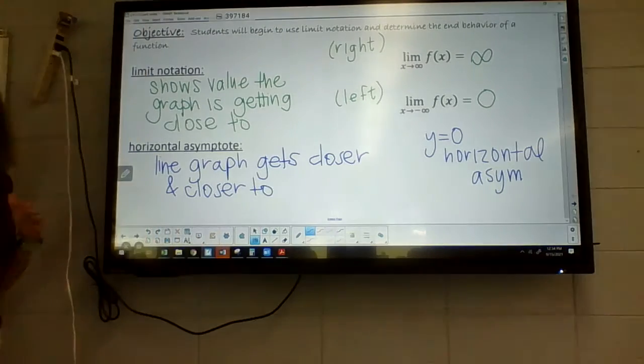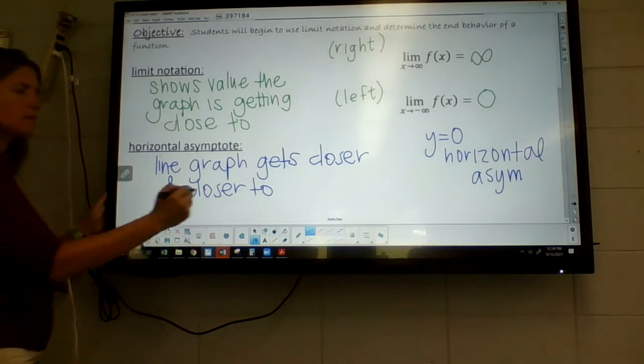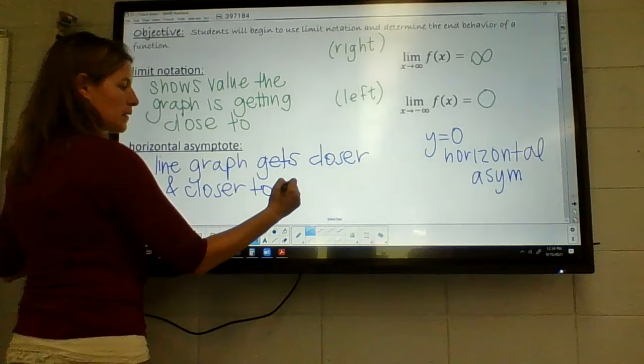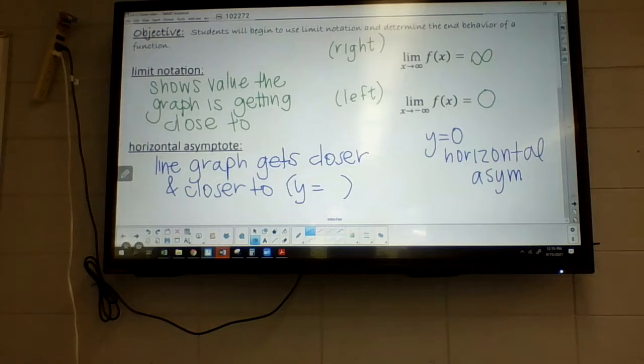So if it's horizontal, it's going to be y equals. We will eventually talk about vertical asymptotes, and then that would be x equals. So this limit notation is going to look a little strange just because we haven't seen it before, but we'll see it more and more often. Having that notation and not being afraid to use it is going to be helpful in your next level class.